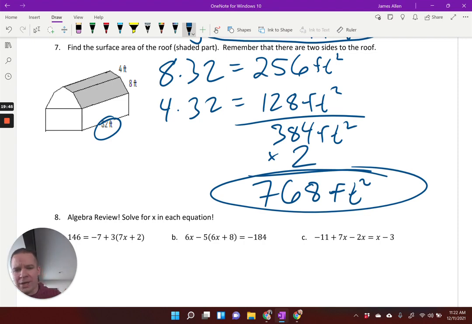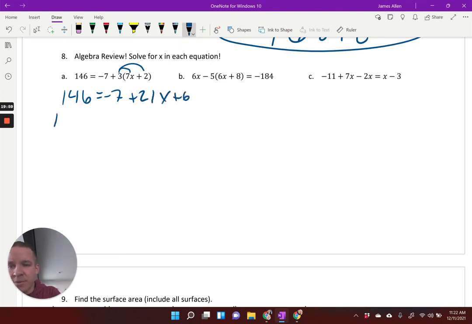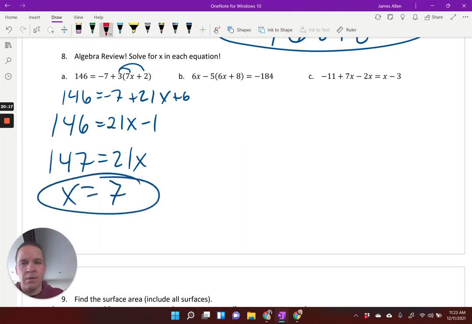I love it. Ooh, algebra review. I'm into that. Okay, solve for x in each situation. I'm going to have to distribute this 3. So I get 146 equals negative 7 plus 21x plus 6. I'm going to combine some like terms. 146 equals 21x minus 1. I'll add 1 over. 147 equals 21x. Is 147 divisible by 21? I don't know. It is. x equals 7.